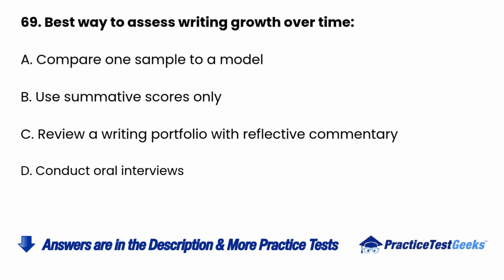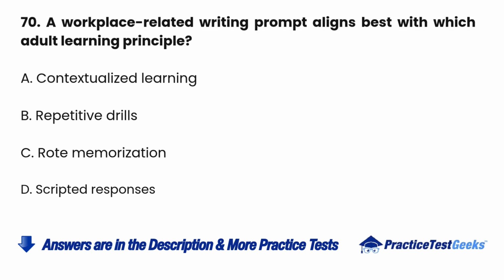69. Best way to assess writing growth over time. A. Compare one sample to a model. B. Use summative scores only. C. Review a writing portfolio with reflective commentary. D. Conduct oral interviews.